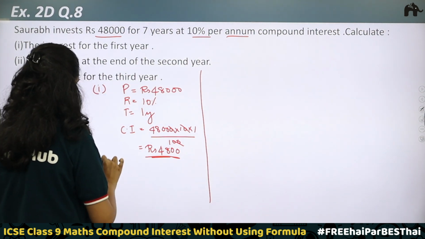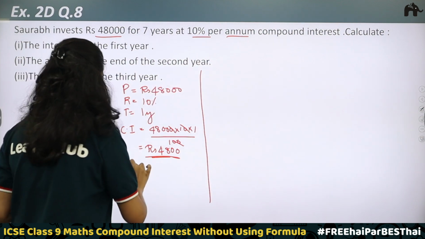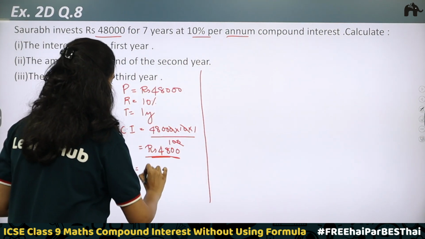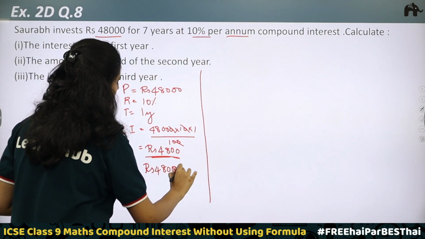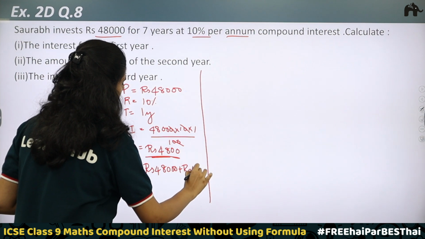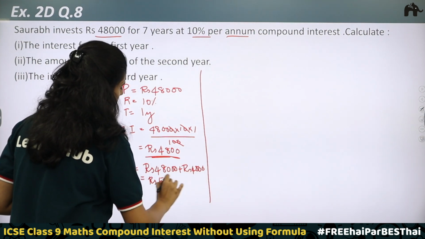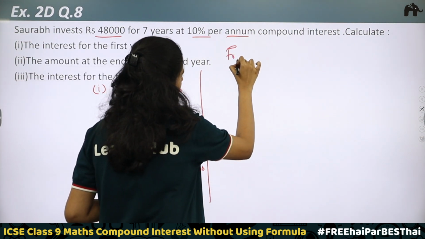Now, the second part of the question, we have to find the amount at the end of the second year. What is the amount at the end of first year? Amount at the end of first year is equal to rupees 48,000 plus rupees 4,800, which is equal to rupees 52,800.